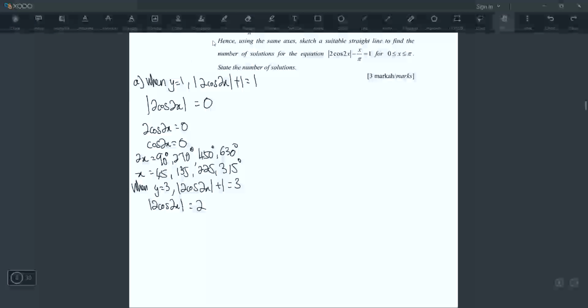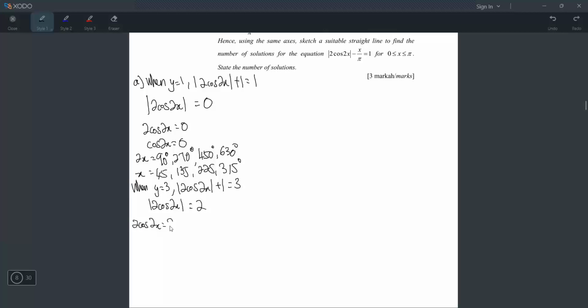Now pindah the modulus. But when you pindah modulus, there will be 2 answers, one positive, one negative. So 2 cos 2x equals to positive 2. 2 cos 2x equals to -2. So what is cos 2x? 2 divided 2, 1. What is cos 2x here? -2 divided 2, -1. So this is a special case.